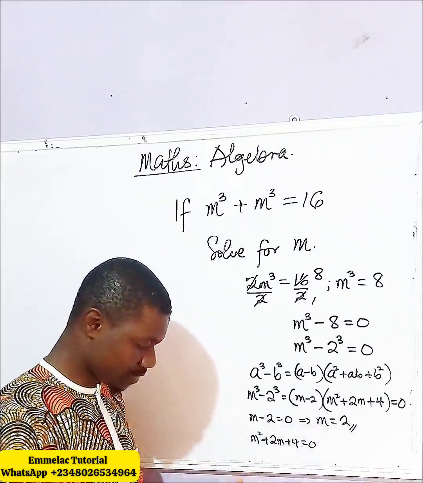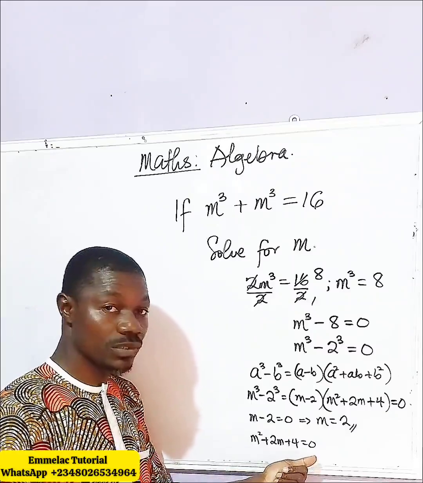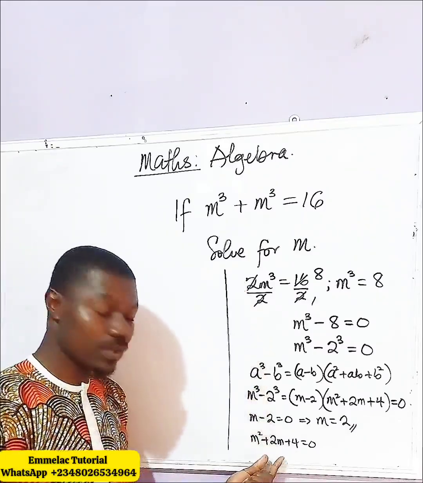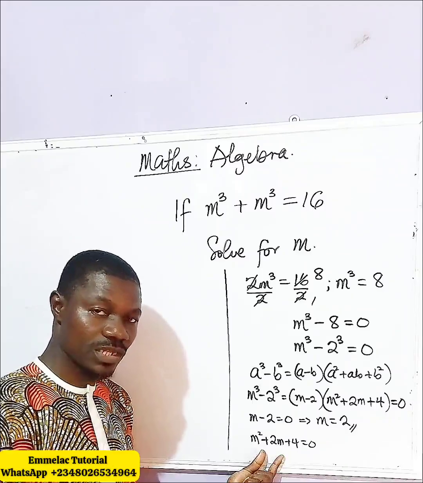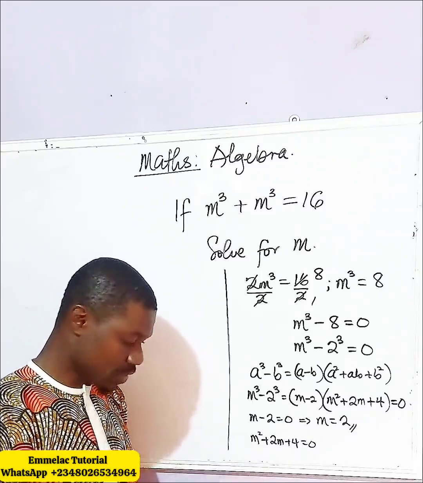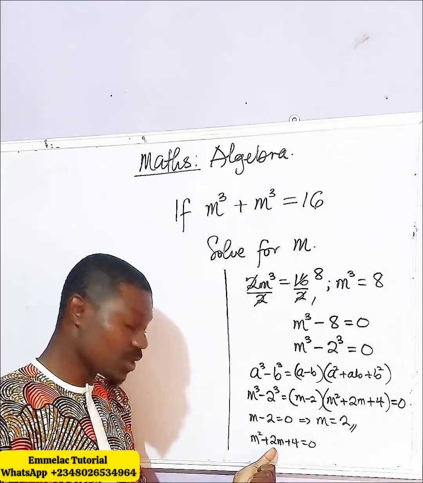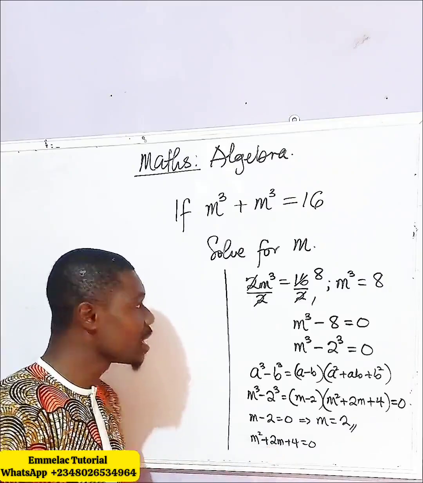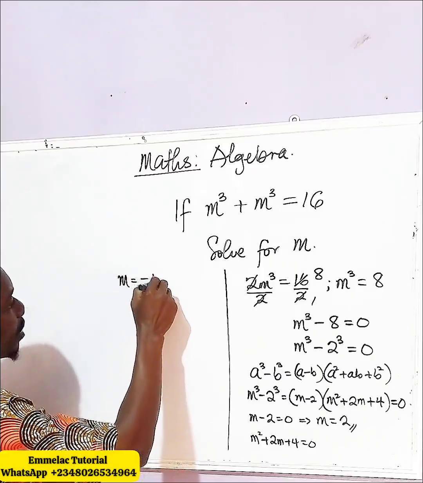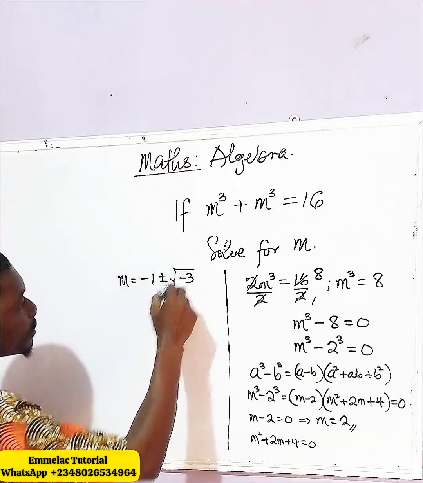Now looking at m squared plus 2m plus 4 equals 0, it's important that we factorize, but looking at this quadratic, it's not factorizable using the factorizing method. So I will employ a method making use of the quadratic formula. I arrive at m equals -1 plus or minus the square root of -3.